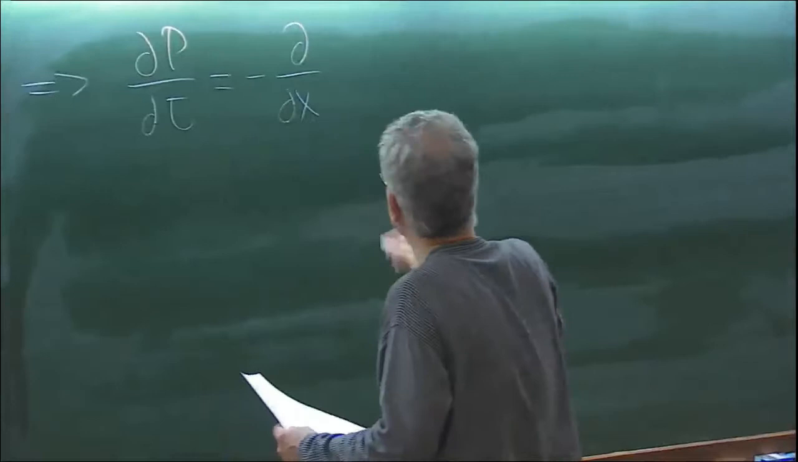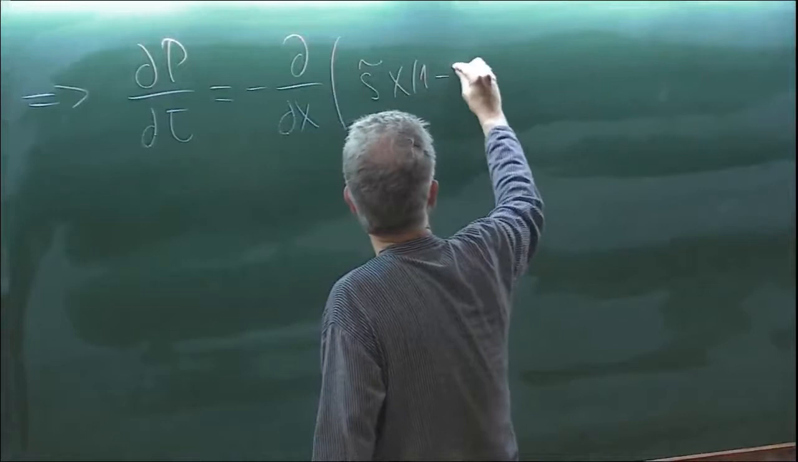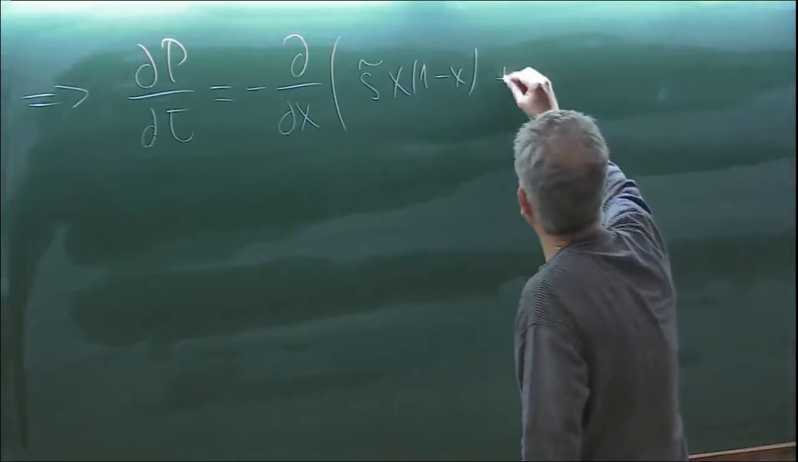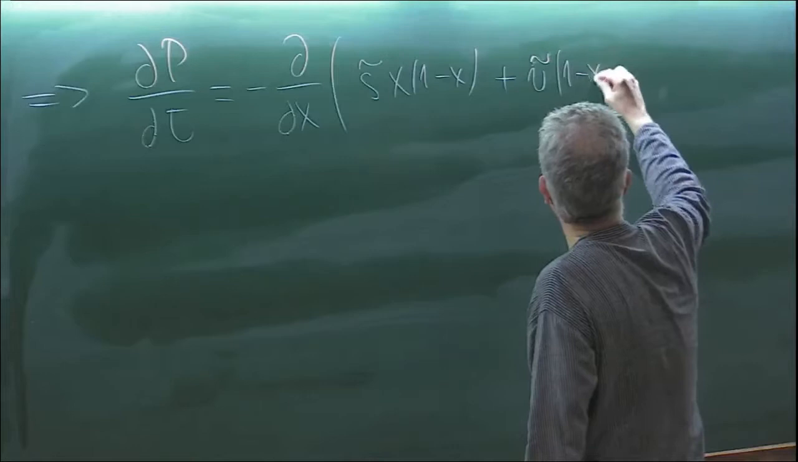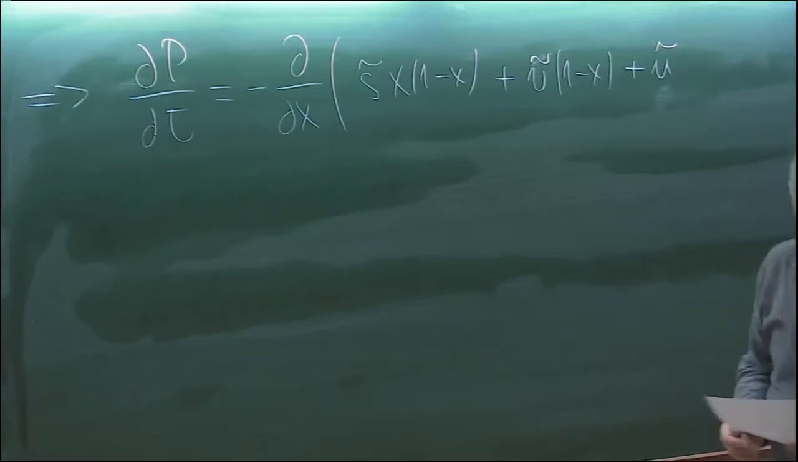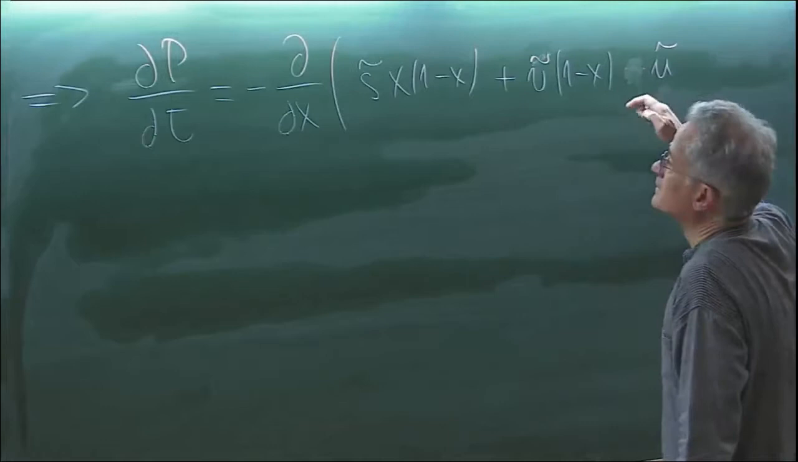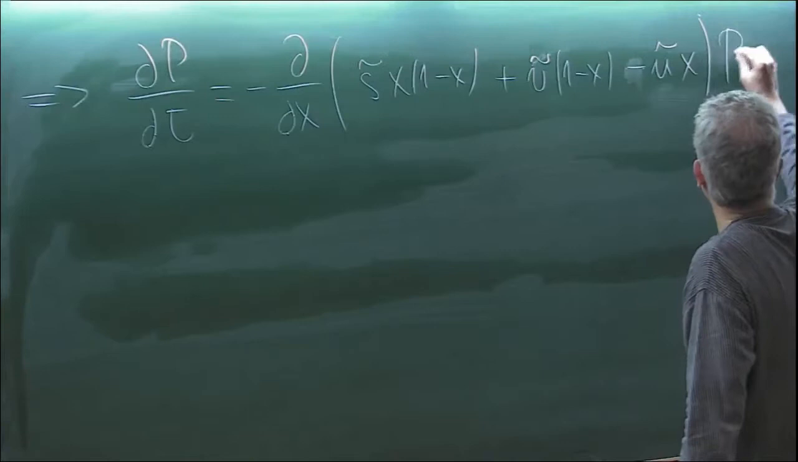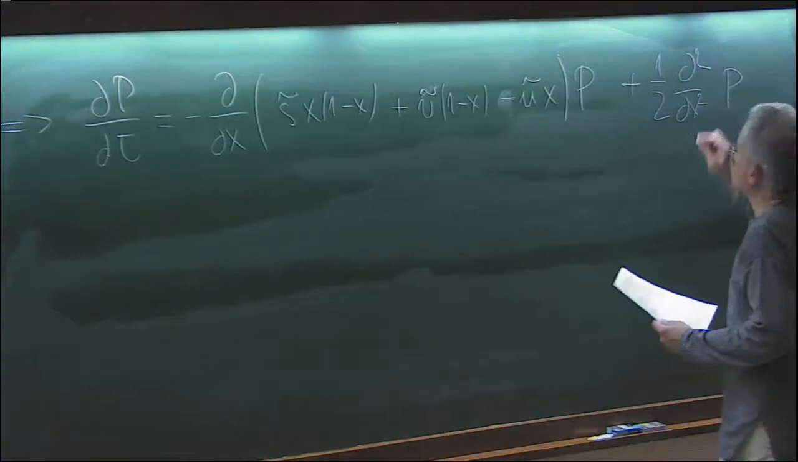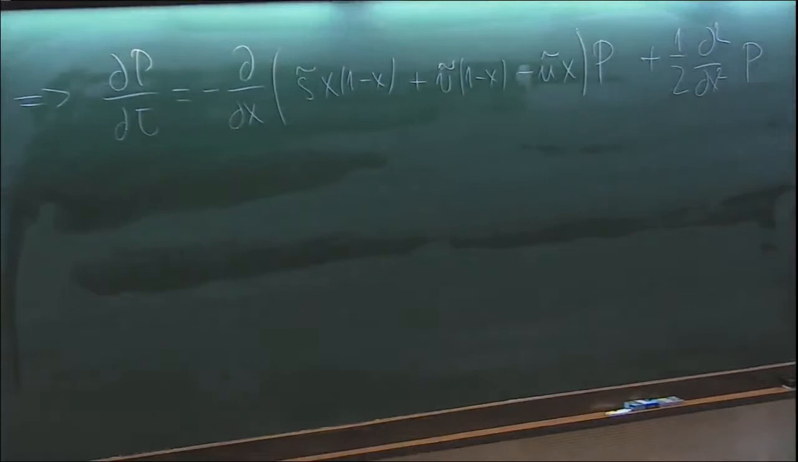We have the selection term S tilde times X times 1 minus X. And then we have the mutation term, which is essentially just what I've written down there. We can write this as V tilde times 1 minus X plus, let's see, I think it should be minus U tilde times X. So it's a linear contribution to the drift term. And then we have the diffusion term, which is still there, where these rescaled quantities are, just as before, the bare mutation rates multiplied by N.